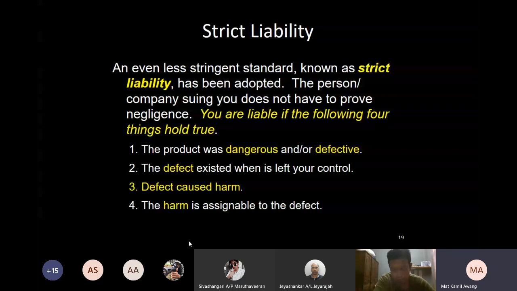So basically you need to compare those four things. What does it mean by legally negligent? And what does it mean by strict liability? So you discuss why one is actually more stringent, and which one is more difficult to prove in court. You should be able to do that in an exam.